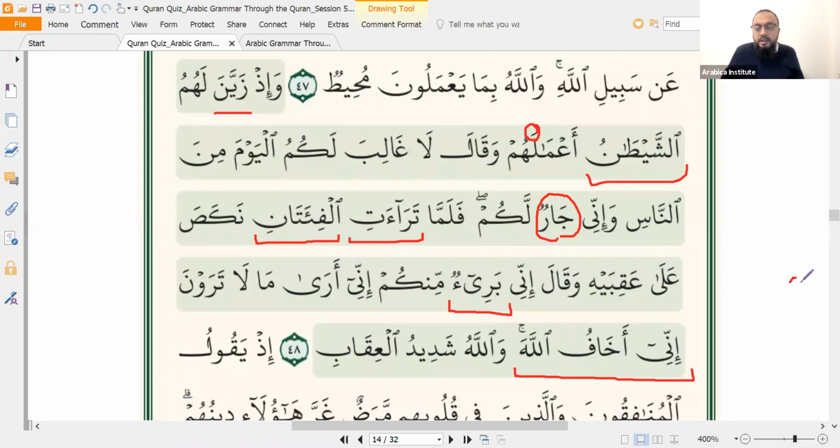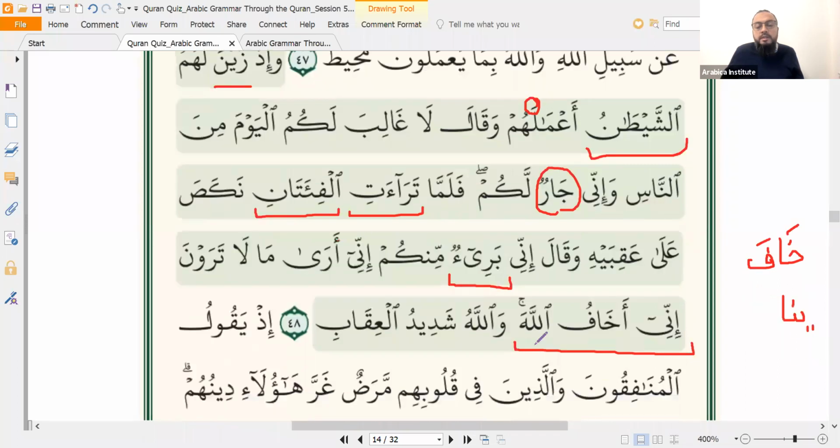So this verb khafa is khafa yakhafu. It's a hollow verb like qala and kana. It's like nama yanamu. When we said yanamu, this one is like nama yanamu. Khafa yakhafu. It's got an alif in the imperfect.